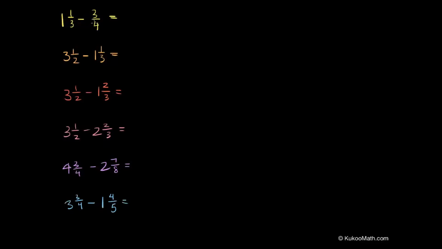1 1/3 minus 3/4. Our first step is to see that we have two different denominators, but more importantly, if we try to just bring the 1 over and then subtract the fractions, 1/3 is less than 3/4, so we can't subtract that fraction unless we convert the 1 into an improper fraction over here, so that we can take full advantage of the whole number, because 1/3 is not enough to subtract from 3/4. So let's try that. Let's convert 1 1/3 to an improper fraction.